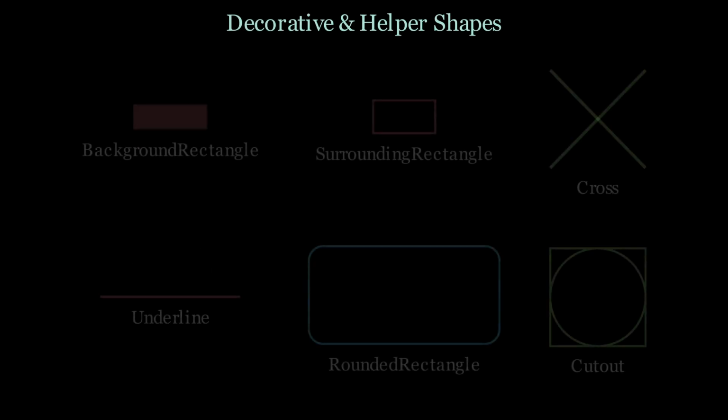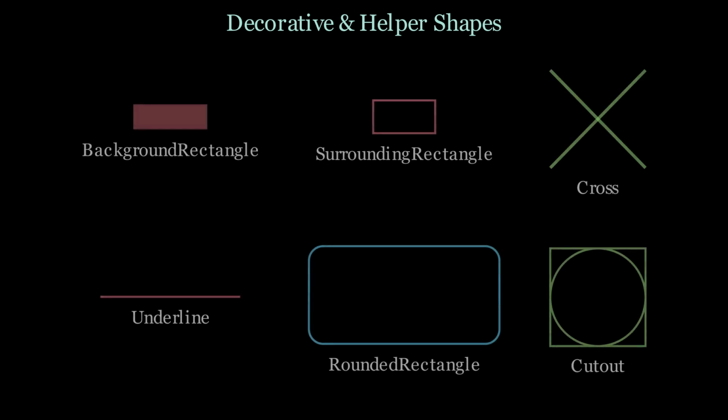These are decorative and helper shapes. So these shapes, background rectangle, you can make a background rectangle around some object. You can make a surrounding rectangle around some object. So you don't have to write code, you don't have to find the edges, vertices. You can simply use the surrounding rectangle and it will form a surrounding rectangle on some object. Then we have cutouts, we have underline, we have cross, we have rounded rectangle.